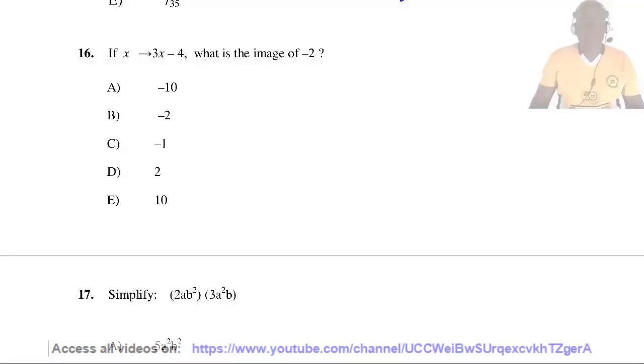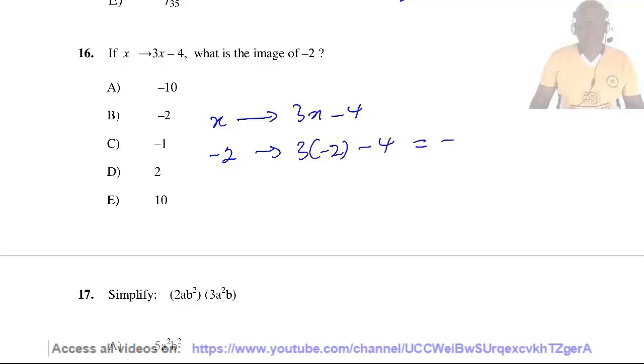Question 16. If S maps into 3S minus 4, what is the image of minus 2? S maps into 3S minus 4. Therefore, minus 2 will map into 3 times minus 2 minus 4. 3 times minus 2 is minus 6, and then minus 4, which equals minus 10. So the answer is A.